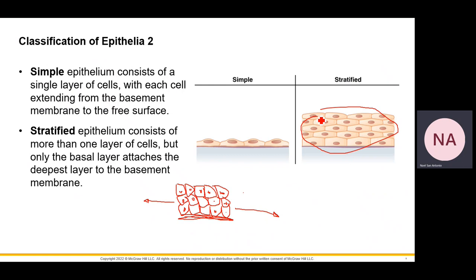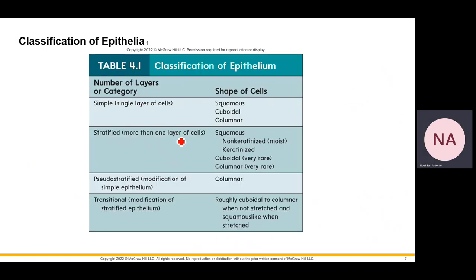That's the keyword, transitional. The shape of the cell changes depending on the state of the organ. In the urinary bladder, if it is relaxed, then the shape of the cells is cuboidal. But once it is stretched, because it is full, the shape of the cells becomes flat and thin. So as a summary, according to the number of layers, you have simple, stratified, pseudostratified, and transitional epithelium.